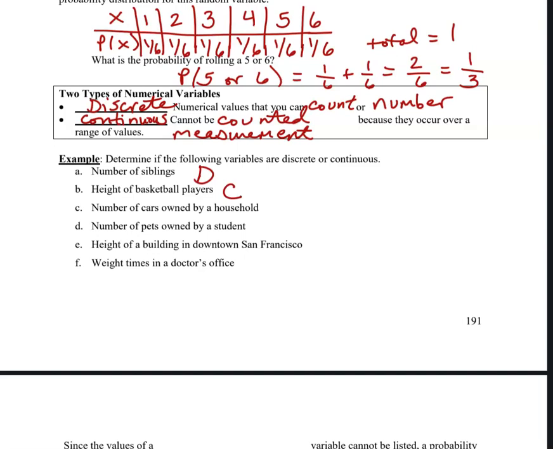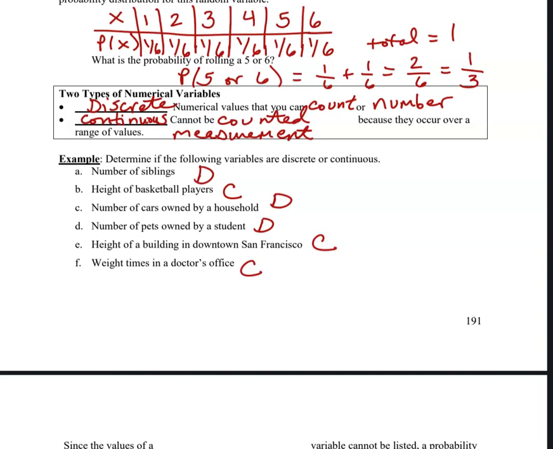Number of cars owned by a household, we count that, so that would be discrete. Number of pets owned, again, that's countable, so that would be discrete. Heights of buildings in San Francisco. Heights are something we'd measure, so that would be continuous. Wait times in a doctor's office, we'd measure times, so that would be continuous.